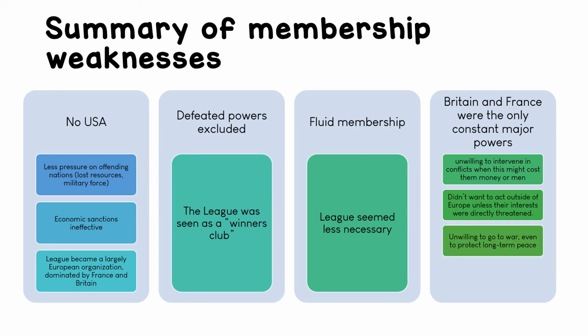Then, they were unwilling to go to war, even if it was to protect long-term peace. So they thought more of the short-term consequences. And they did not, as we said, want to get involved in other conflicts, even if in the long run that would have meant preventing another war. And finally, Britain and France often disagreed because they often had different interests. So it was hard to come up with a unified plan of action for the League of Nations at times.